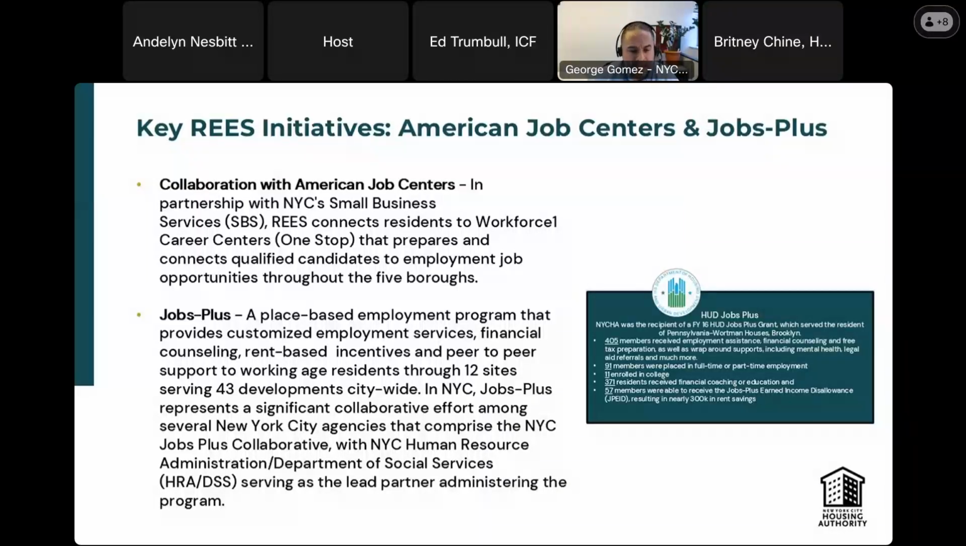And I know it may be difficult for folks to see on the slide, but I'll speak to that blue textual image there.